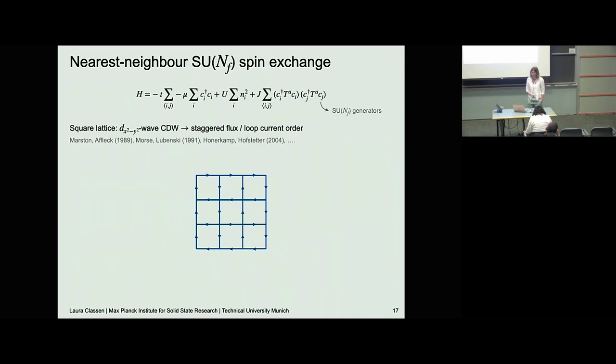Okay, so then we looked at the instabilities of such a Hamiltonian, again applying it to square and triangular lattice as a starting point. And this was actually done before for the square lattice, and we just reproduced the results there. What you get is a d_{x²−y²} charge density wave, and that leads to such a staggered flux state, so loop current state in real space.